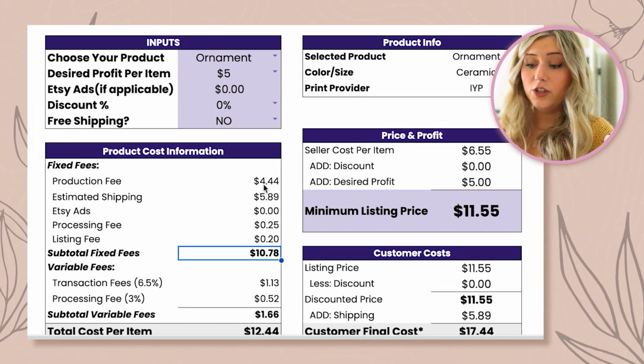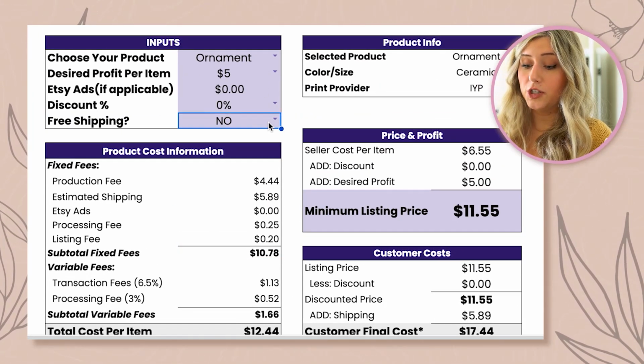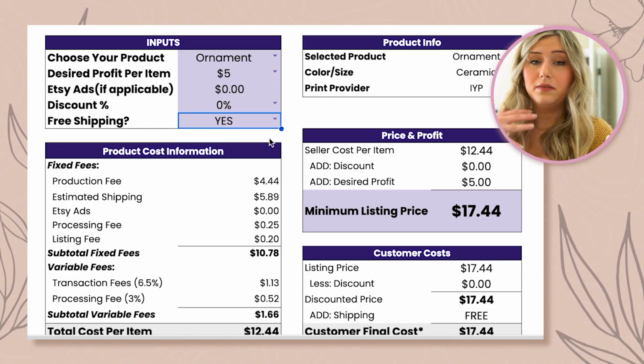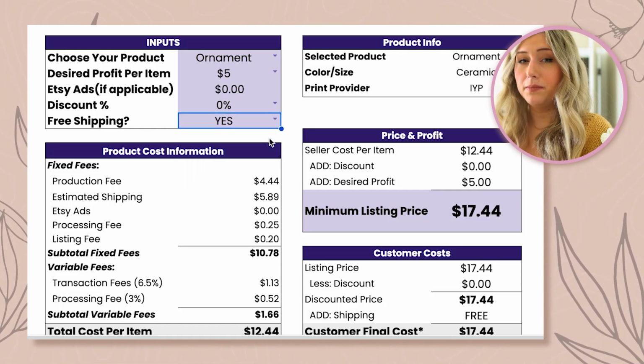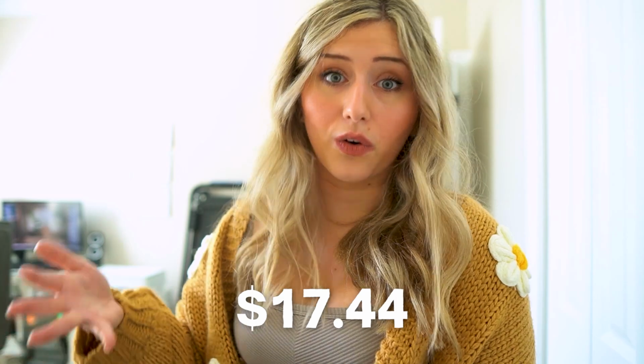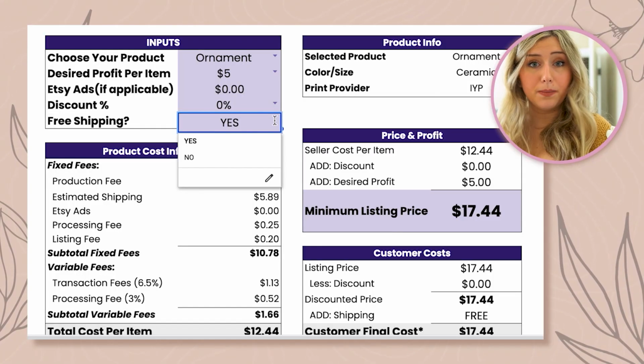Now, let's say you did want to offer free shipping. Now, just because it's something I recommend does not mean that you should not try out free shipping. It might be okay, or it might help your shop to offer free shipping if that's something that you would like to do in the future. Now, as you can see, if we offered free shipping and we still wanted a profit of $5, we would have to list our listing at $17.44 for an ornament. That's just something to keep in mind.